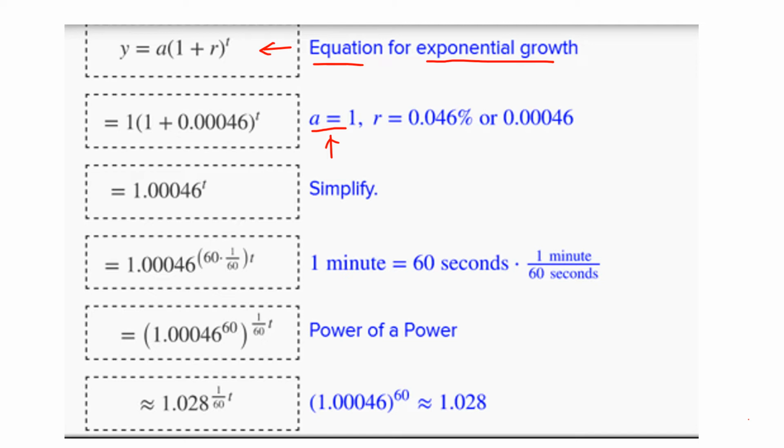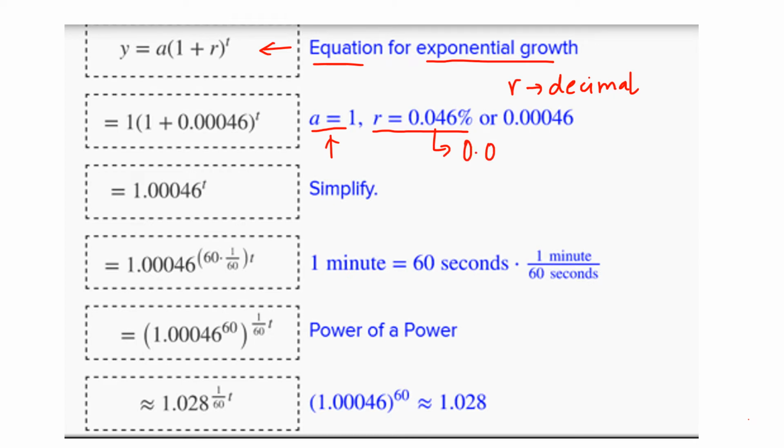Now, for the seconds, the rate of growth is given as 0.046% for the second bacteria. So this percentage, as I told you when I wrote the formula, this rate of interest will always be given as a decimal. So you convert it into decimal. I hope you know how to do that.